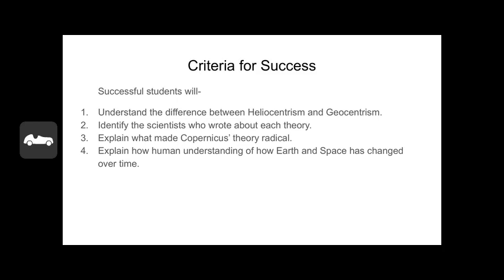Copernicus stated that the sun was at the center of the universe, and all those years before, we believed that the earth was at the center of the universe. Great job, Julia. You're batting 1,000 today. Number four, explain how understanding of how Earth and space has changed over time. Zahir, again, oh my God, you're on fire today, Zahir. Could you answer that one for me?